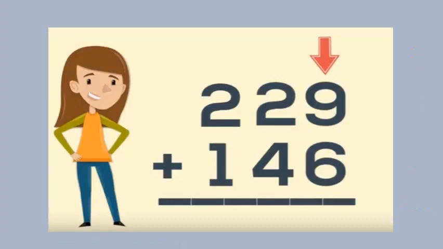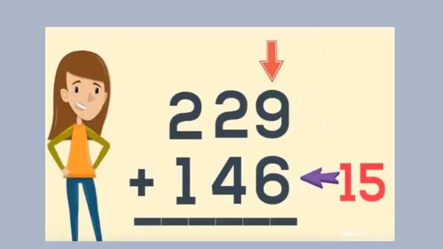Let's add 229 and 146. So the first step is to write them in standard algorithm form, which is ones under each other, tens under each other, and hundreds under each other. So now, where should I start from? Yes, I have to start to add the ones. 9 plus 6. What did you get?